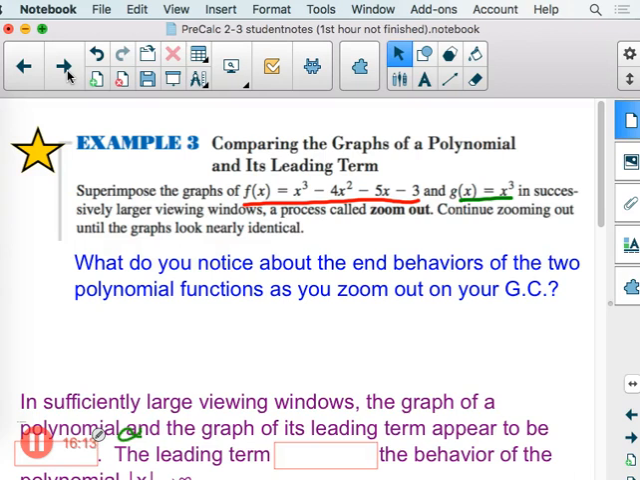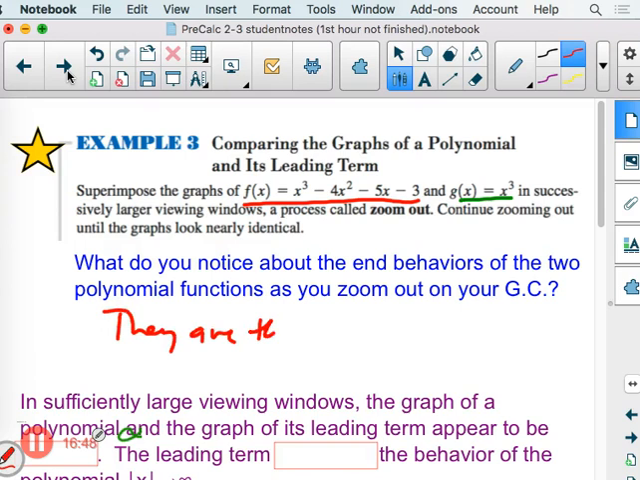So that turning point business kind of disappears as you keep increasing and zooming out that window. And that's because if you think about what's going on, when we're zooming out, we're putting in bigger numbers. And if you're going to put bigger numbers into this first equation, this x cubed is going to take over. I mean, numbers get big really fast when you're talking about cubing something. So the rest of this, yeah, it's going to create turning points, but we know we're going to come back to that end behavior. So what do we notice about the end behaviors of the two polynomial functions as we zoom out? They are the same.